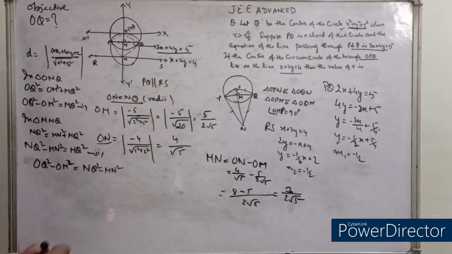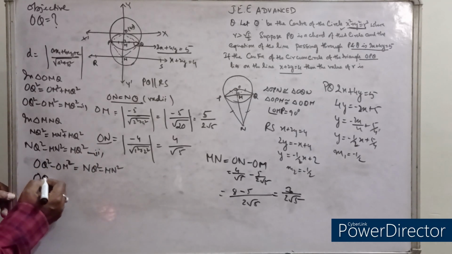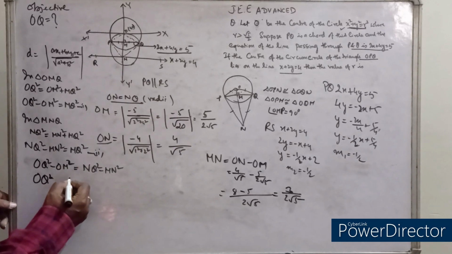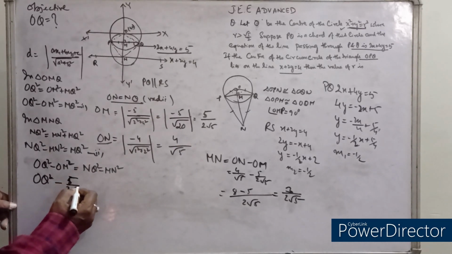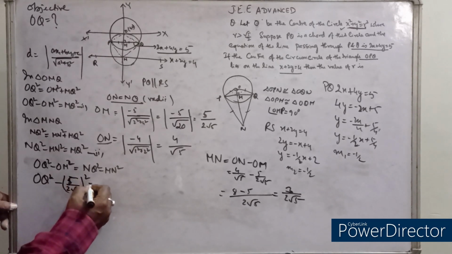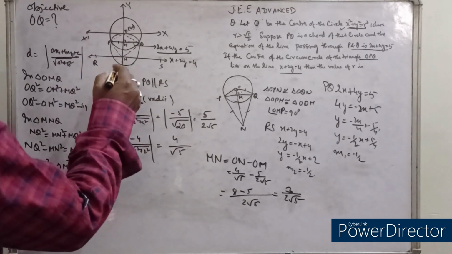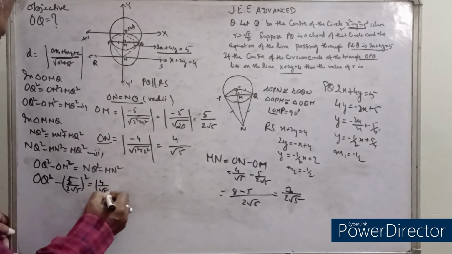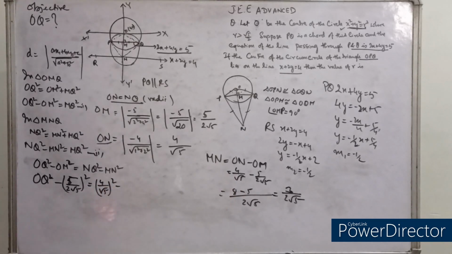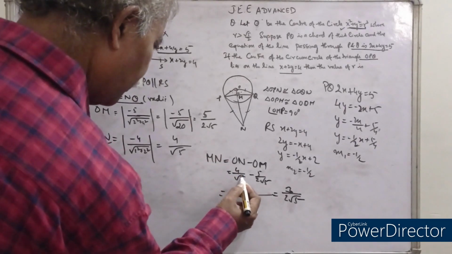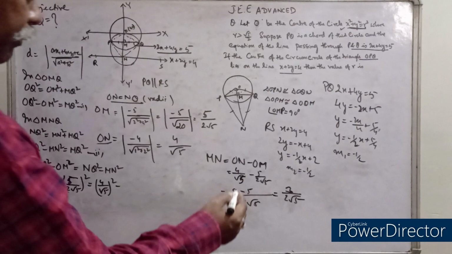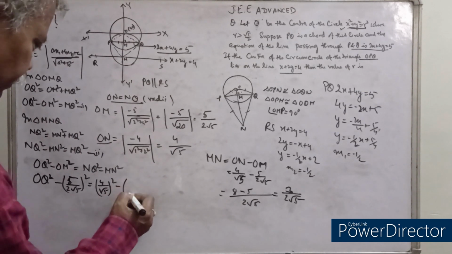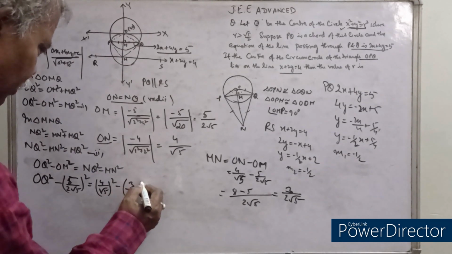So now you place the values. OQ square minus OM square, your OM is 5 by 2 root 5, the whole square. And again NQ is OQ, so this is 4 by root 5 the whole square. And your MN is 4 by root 5 minus 5 by 2 root 5, so your LCM is 2 root 5, this is 8 minus 5, 3. So this is 3 by 2 root 5 the whole square.